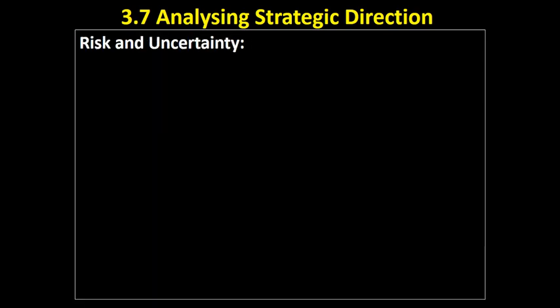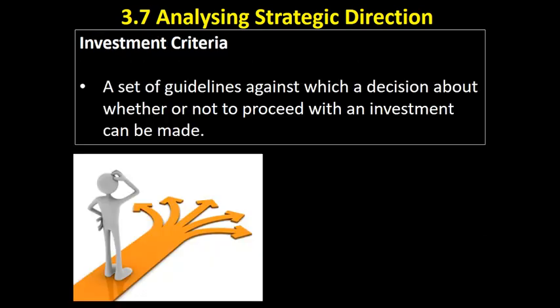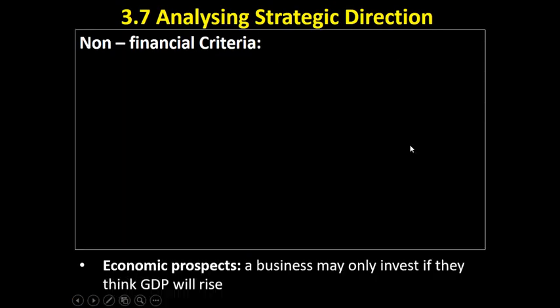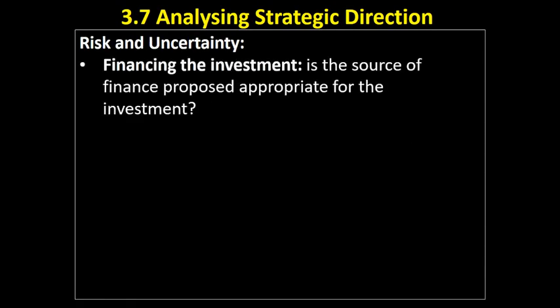So we need to consider risk and uncertainty as well. It's one of the points that's specified on the specification. So risk and uncertainty. How are we going to finance the investment, and is it appropriate for the investment itself? So if we are looking at an investment that's going to return us 5% a year and we're borrowing money to do so, maybe the loan is going to cost 3% a year, suddenly that investment seems far less appealing because of the method that we're using to finance the investment.